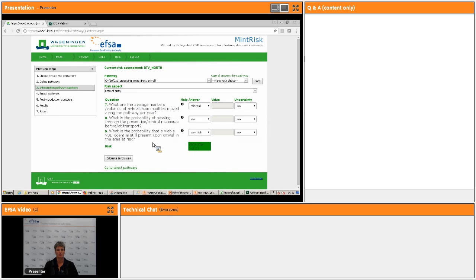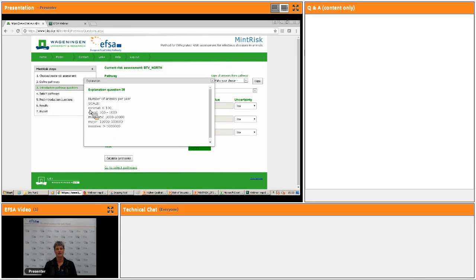3 questions need to be addressed, and a lot of these are obviously about how many animals move from one country to the other, and what about prevention measures, that sort of questions. The answering categories here are always minimal, minor, moderate, major, massive, or very low, low, moderate, high, very high. Those answering categories are explained under the button I, where the different values of animals imported are given on a logarithmic scale.